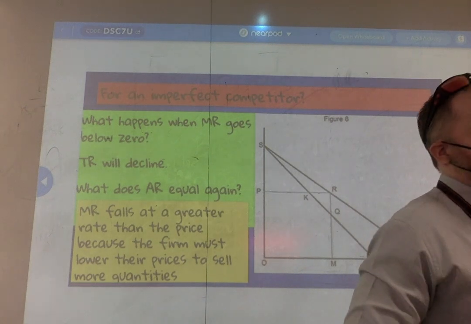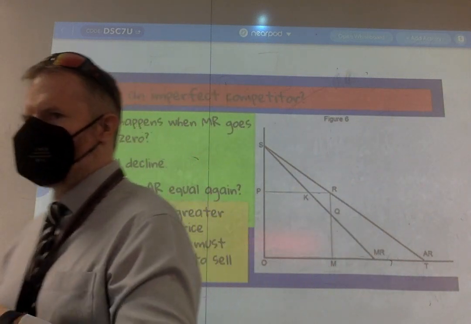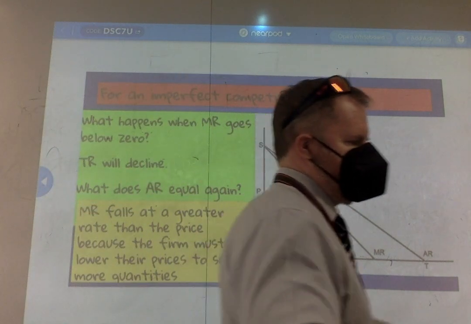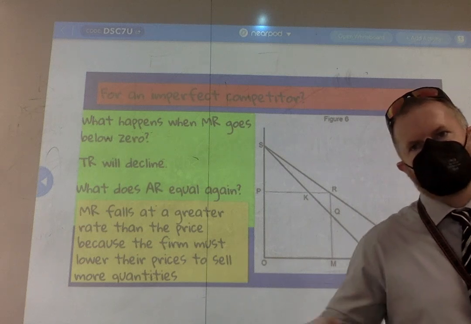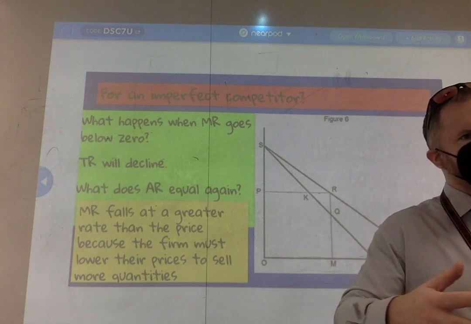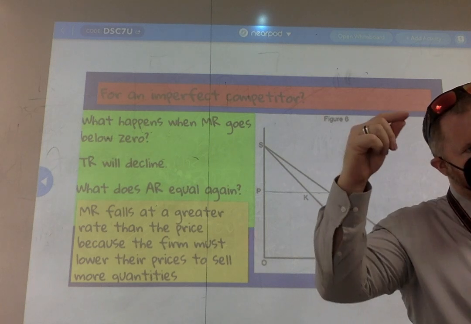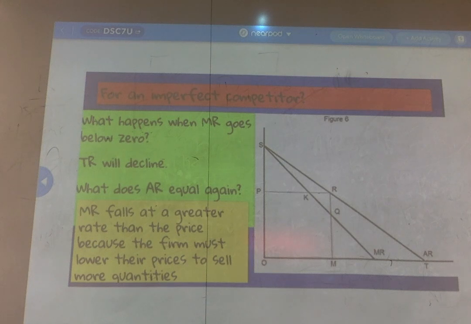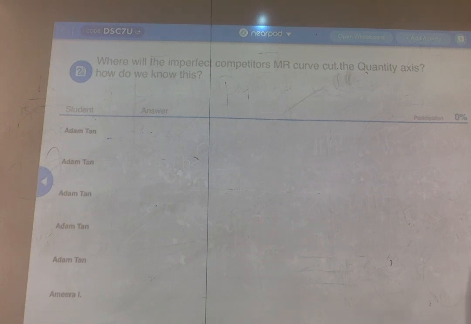Okay. We talked the other day about how marginal revenue was going to fall or decrease at twice the rate of your average revenue. The suggestion is that why it is doing that is because you've actually got to lower your prices to sell more quantities. So although you are seeing an increase in quantity, you are having a decrease in price to gain that. Where will the imperfectly competitive firm marginal revenue cut the quantity axis, and how do we know that?